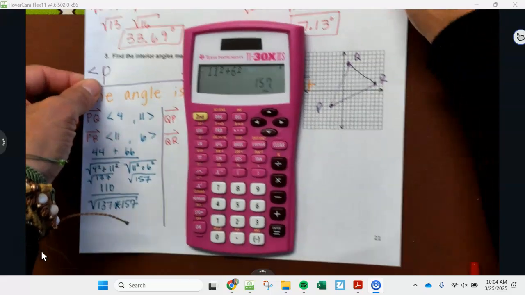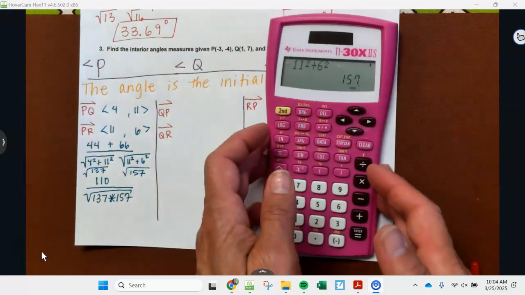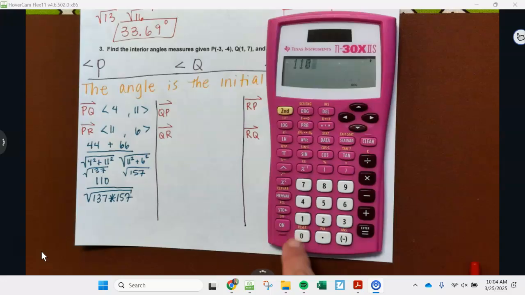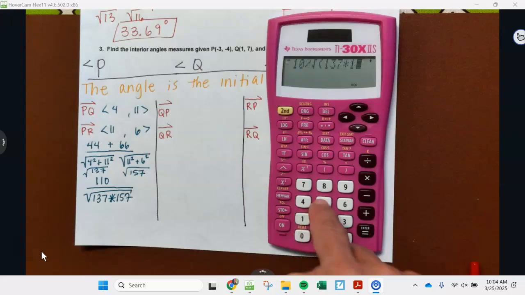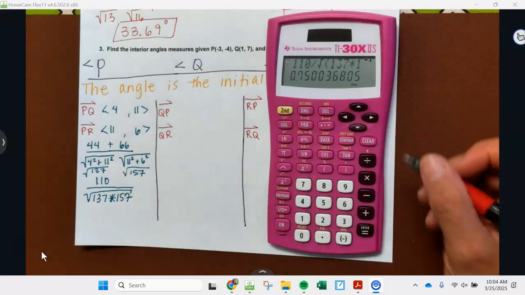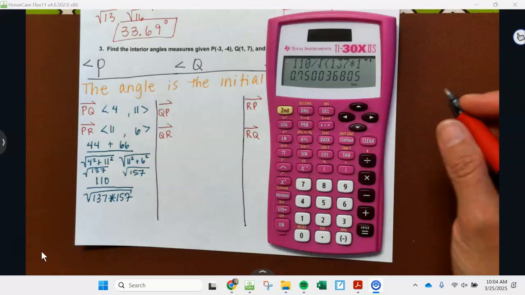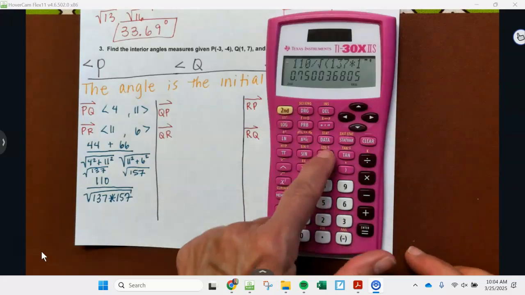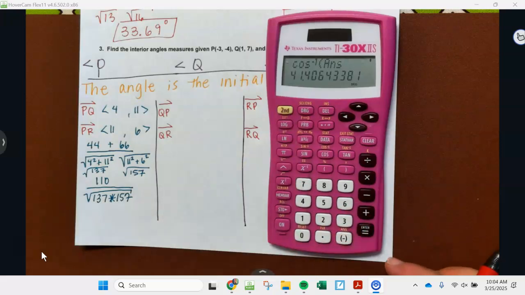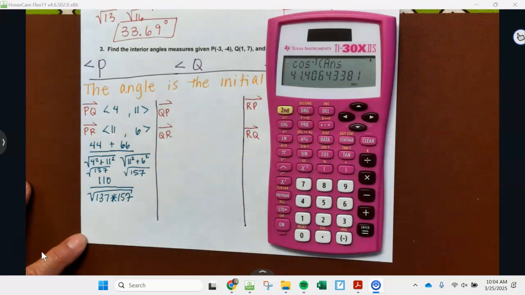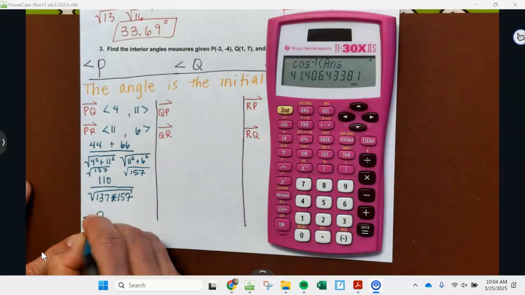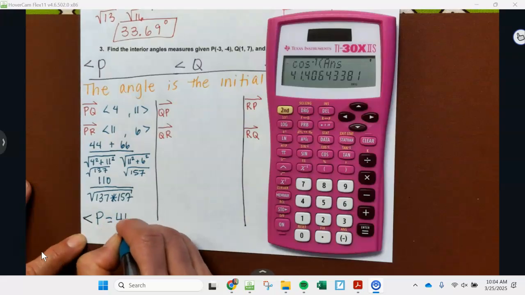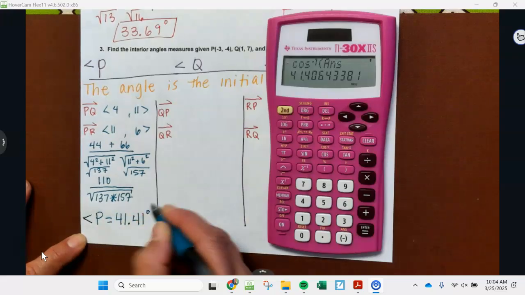All right, let's go ahead and do that math in the calculator. So 110 divided by the square root of 137 times 157. You should get 0.75 before you do second cosine, second answer. So angle P is going to equal 41.41 degrees.